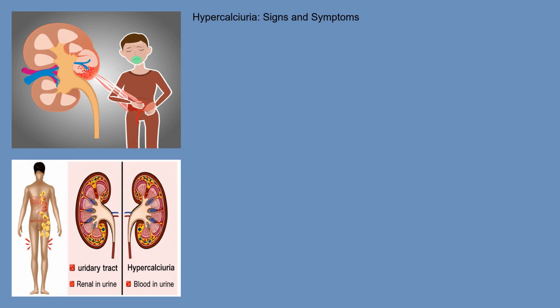The signs and symptoms of hypercalciuria can vary greatly. Many individuals experience no noticeable symptoms at all. However, when symptoms do appear, they often revolve around kidney stone formation. This can manifest as intense flank pain, known as renal colic, radiating from the back to the groin. Other symptoms may include blood in the urine, hematuria, frequent urination, painful urination, and nausea or vomiting. In children, hypercalciuria may present with vague abdominal pain, failure to thrive, or recurrent urinary tract infections.